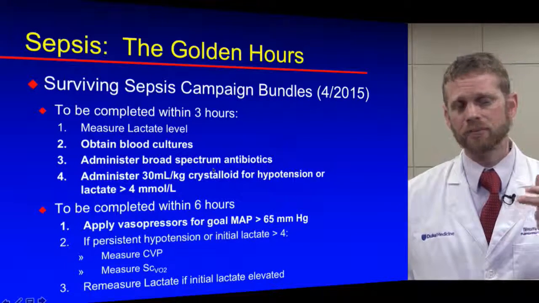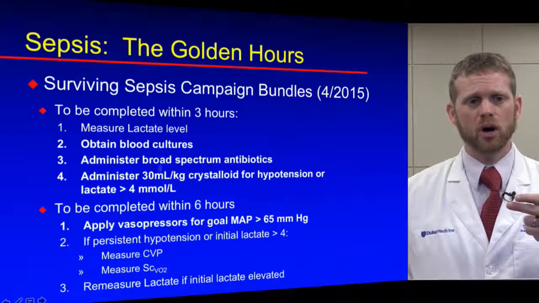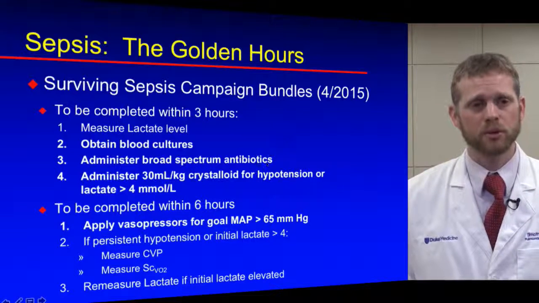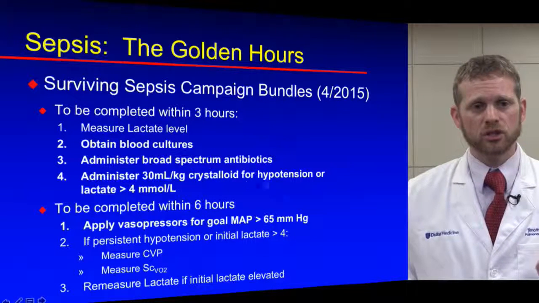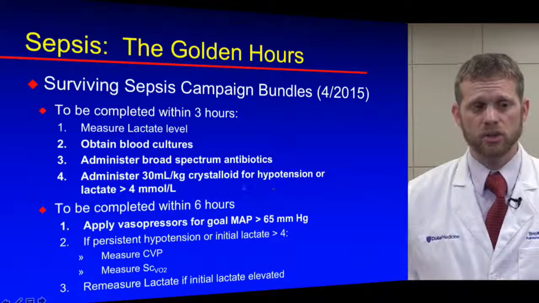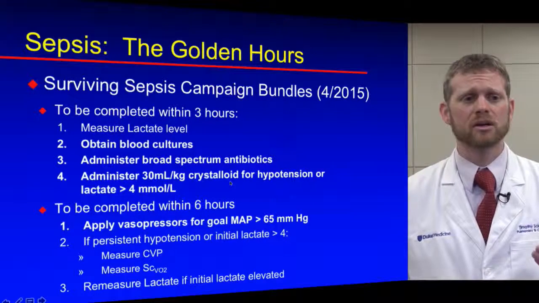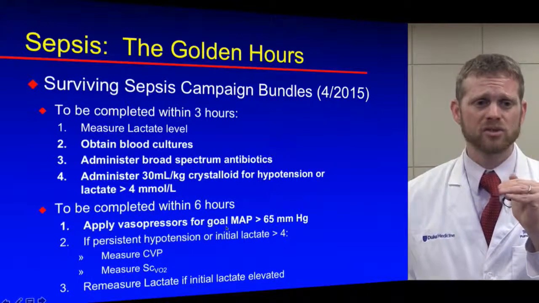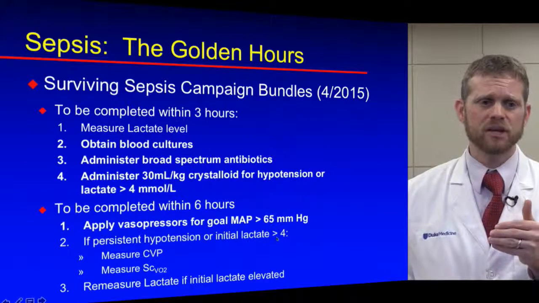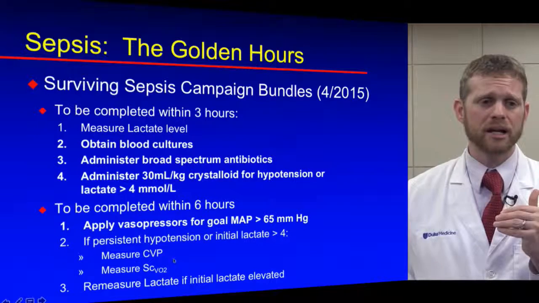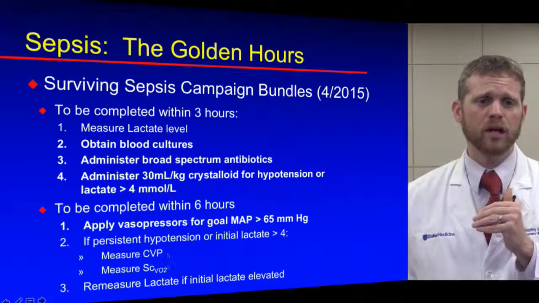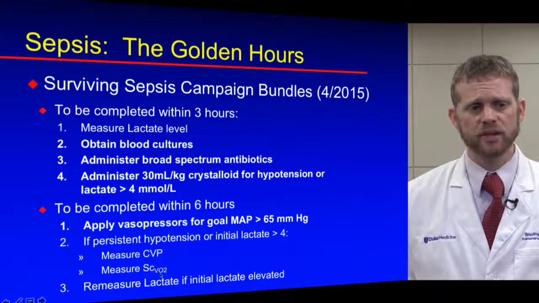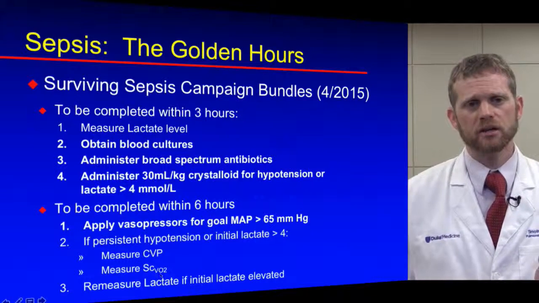I don't have time with this lecture to go into all the different types of antibiotics, but you need to get broad spectrum antibiotics on board as fast as possible. And then you want to give them crystalloids for hypotension, especially if it's associated with an elevated lactate. And then within the 6 hours, you're going to try and get their mean arterial pressure greater than 65, using vasopressors if needed. If they're persistently hypotensive, you're going to consider placing a central line so that you can monitor preload, and also you can monitor cardiac output with the central venous saturation. You'll remeasure the lactate. These are things that you should be doing.